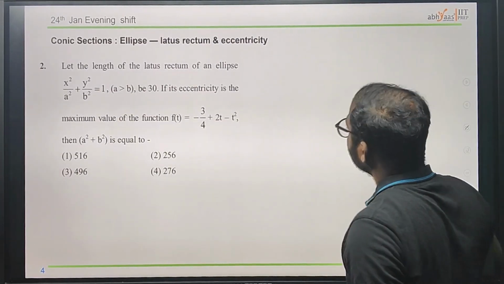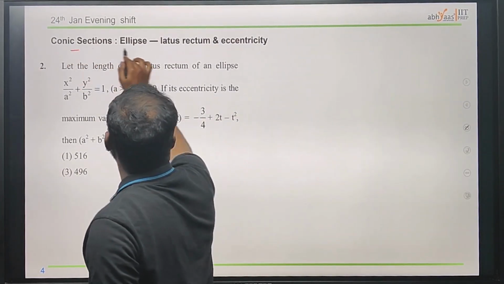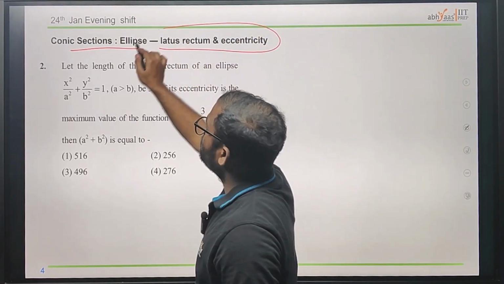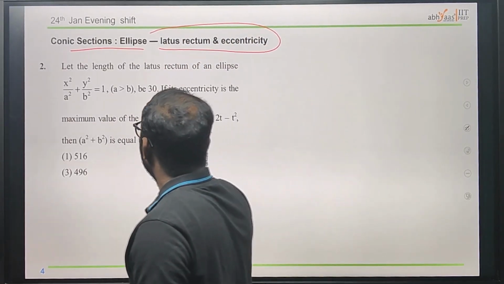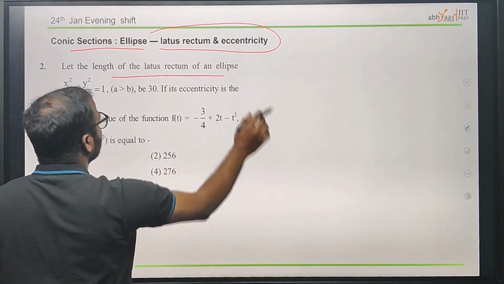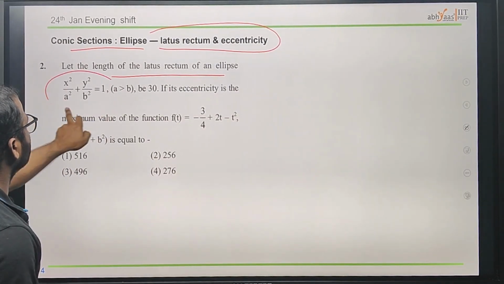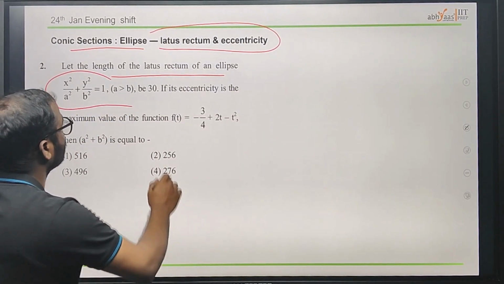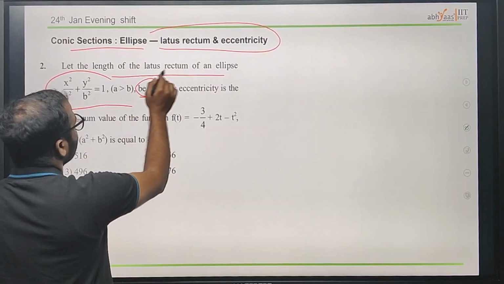Okay, now see here, they have given the ellipse. Latus rectum and eccentricity. Similarly, based on the previous session, same model as you repeated. Latus rectum of the ellipse: they have given this, which is a horizontal ellipse. The length of the latus rectum is 30.